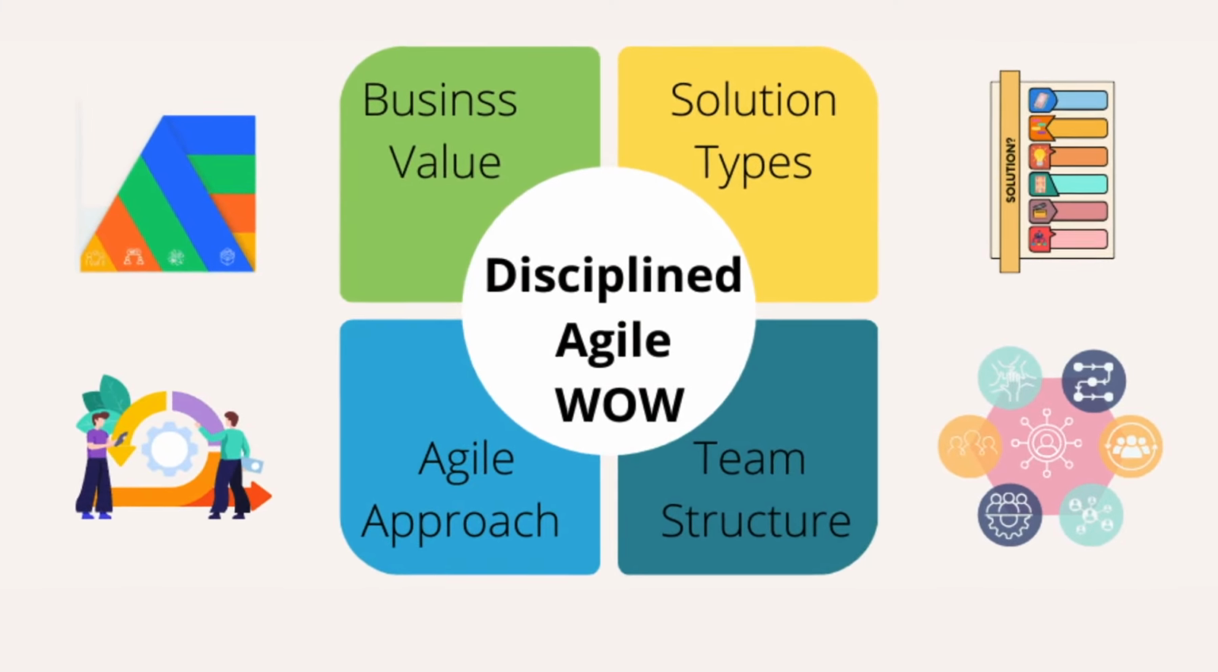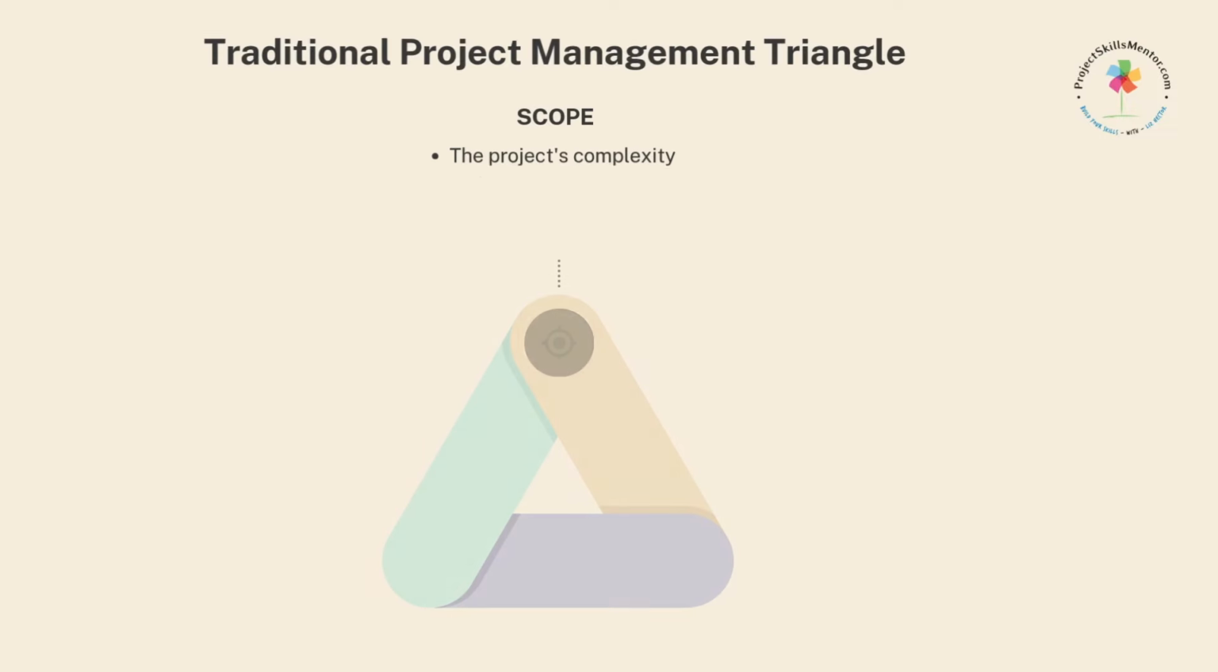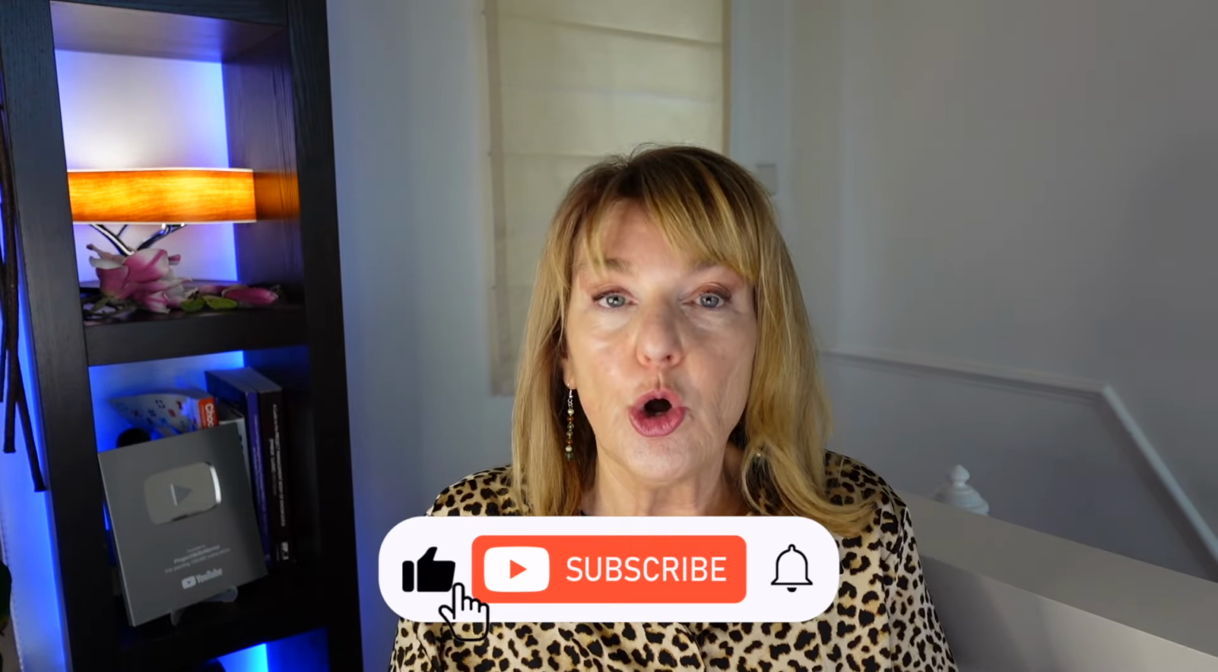The 4 building blocks of Disciplined Agile can be broken down into these: business value, solution type, agile approach, and team structure. Project managers often think about things like scope, budget, and time. And if they're really good, they might also include quality. But today's advanced needs for business outcomes means that we need to be thinking about the business outcomes. That's what project managers should also be doing.